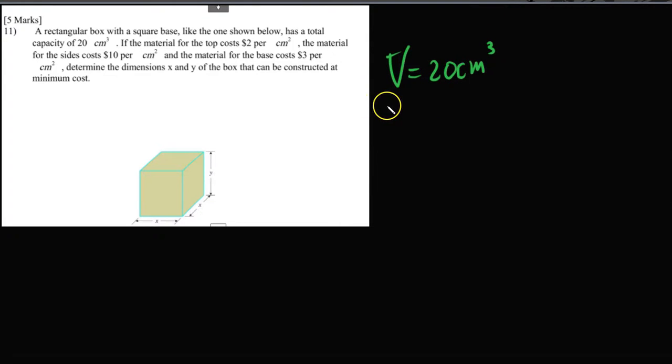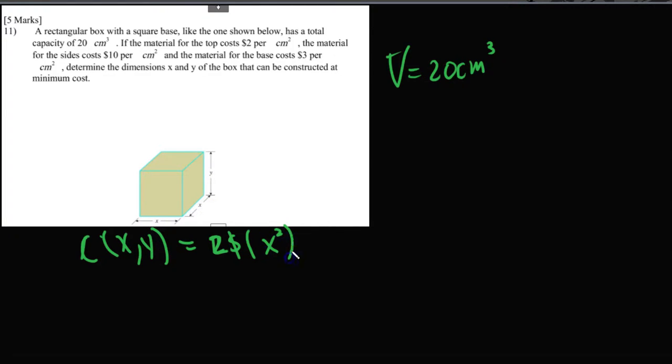So we can write a formula of the cost of this whole box if you input certain x and y values right away. So we'll call it cost, that's a function of x and y. And let's go line by line here. The material for the top costs $2 per centimeter squared. Centimeter squared is area, so we'll find the area of the top and multiply it by $2. That'll cover the cost of the top. So we got our $2, and then we multiply it by the area of the top. And the dimensions of the top are x and x, so x squared.